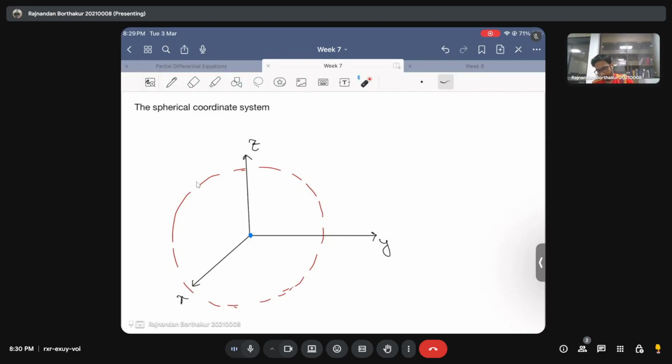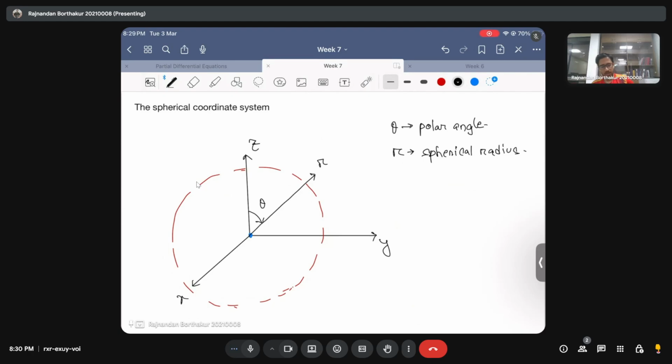Then you define something known as the spherical radius. So this is r. The angle that this spherical radius makes with the z axis, we call theta. This theta is known as the polar angle. And r is nothing but my spherical radius. It is like you pick up a tennis ball, and any radial vector pointing outwards from the surface of the tennis ball will be your spherical radius.